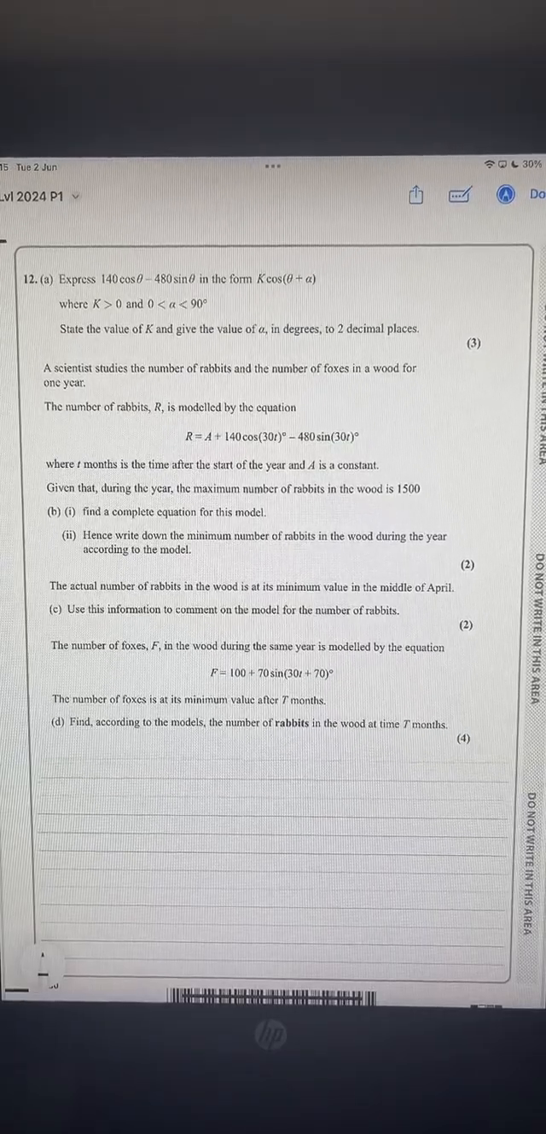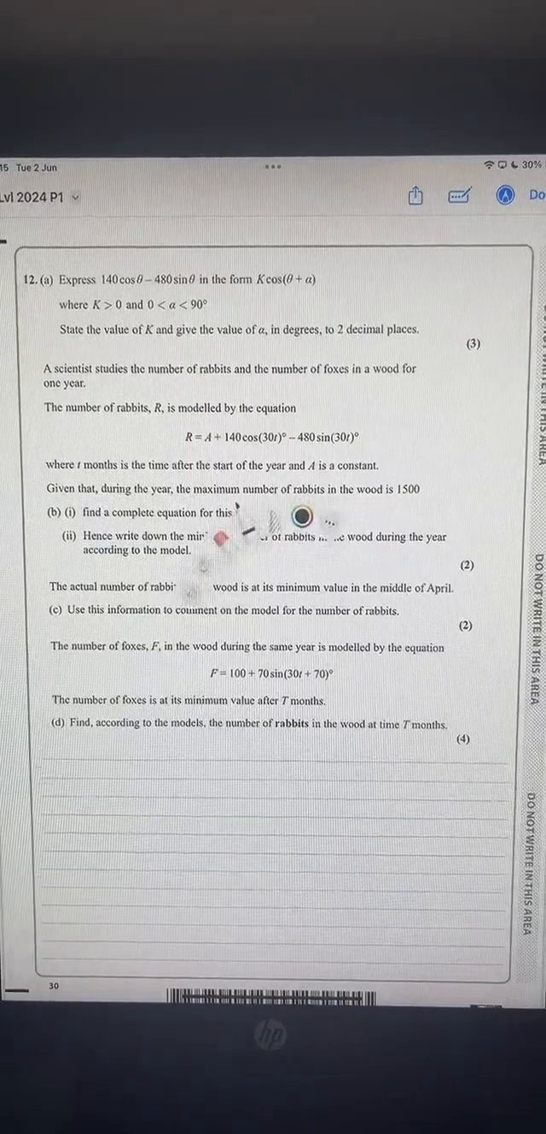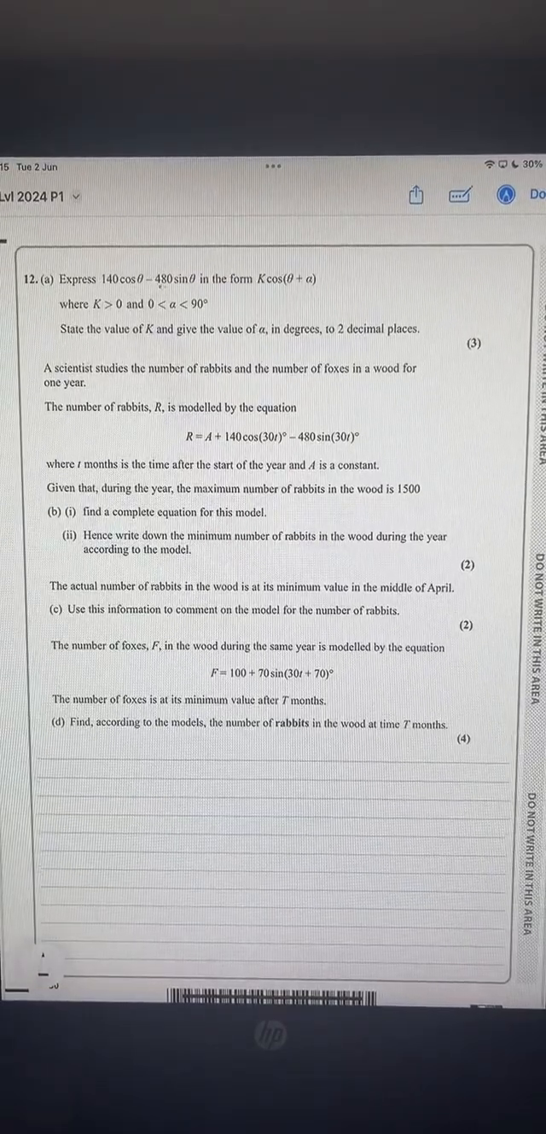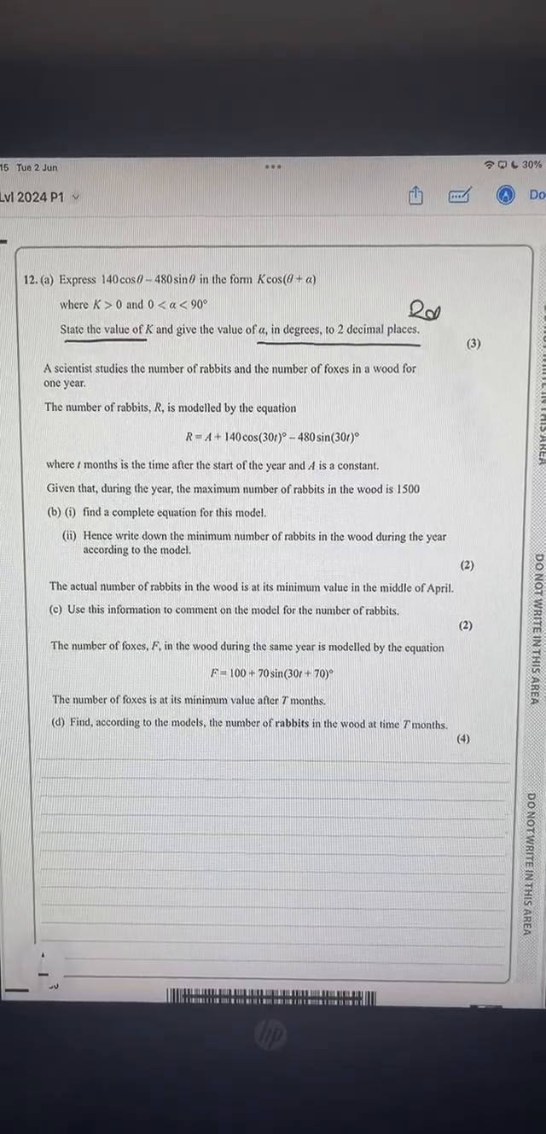Okay, so this question is a standard trig question. If you understand how to work it through, hopefully this explanation will walk through a bunch of stuff you need, and then this is just a bit of problem solving as well. Express 140 cos theta minus 480 sine theta in the form k cos(theta plus alpha). This is harmonic form, where k is greater than 0 and alpha is between 0 and 90 degrees. State the value of k and give alpha in degrees to 2 decimal places.